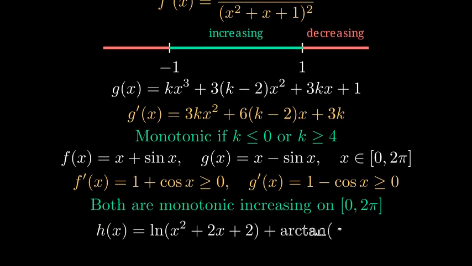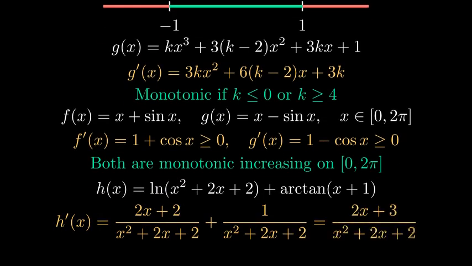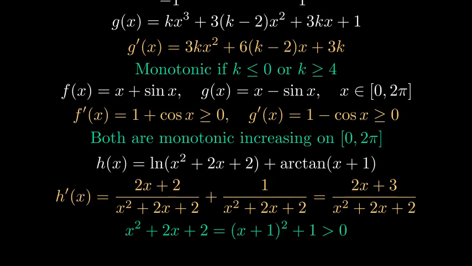Problem 5. H of x equals log of x squared plus 2x plus 2 plus arctan of x plus 1. We compute the derivative and check its sign. Notice the denominator x squared plus 2x plus 2 is always positive since it is equal to x plus 1 squared plus 1. So the sign depends on 2x plus 3. A full proof shows the derivative stays positive for all real x, hence h is strictly increasing.